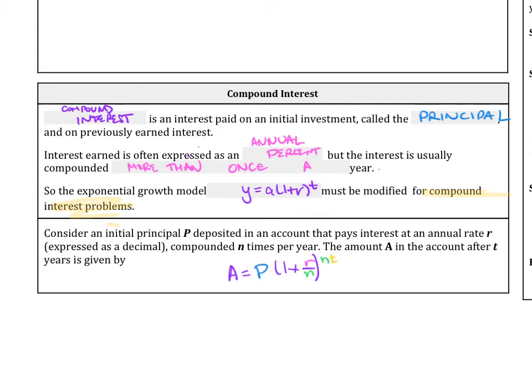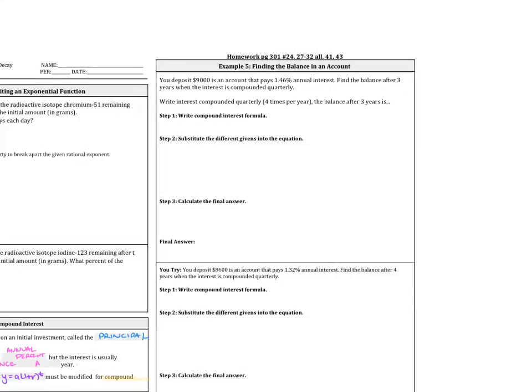Consider an initial principal P deposited in an account that pays interest at an annual rate R, expressed as a decimal, compounded n times per year. The amount A in the account after t years is given by this formula, which is important to have: A equals P times 1 plus R over n, raised to the n times t. We're going to use that in our next example.